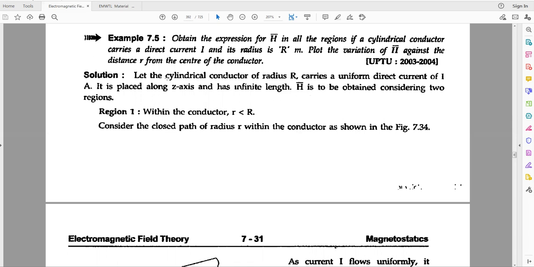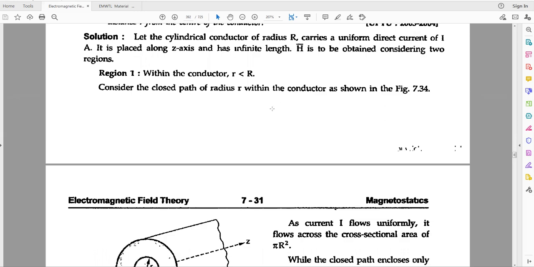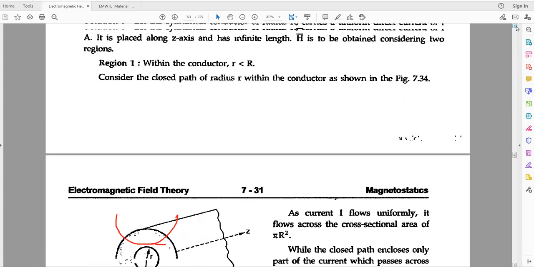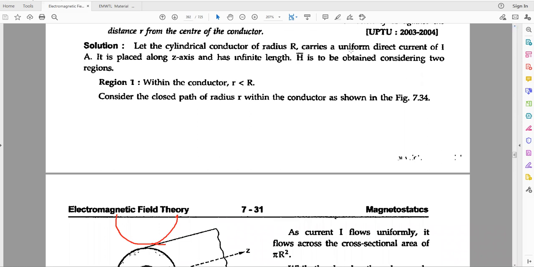the conductor. Let the cylindrical conductor have a radius of R. So here the radius R is there. Now the outermost is a radius R. It carries a uniform direct current I amperes. It is placed along the z-axis and has infinite length. The H bar is obtained by considering two regions.